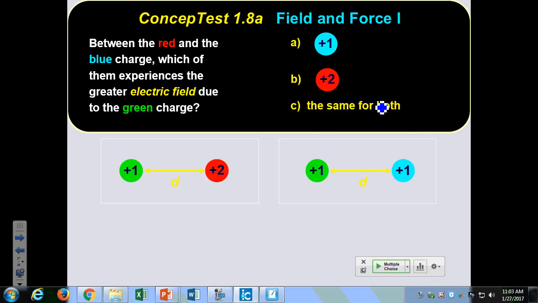Listen, I know you sort of think that, well, this is a bigger charge, so it must experience the greater electric field. Remember, the electric field only has one Q in it. E is kQ over r squared. So the electric field here, due to this charge, is the same as it is here. The electric field due to one charge is just due to one charge. It's not an interaction between charges. It's just the field surrounding a charge. So this charge doesn't impact the magnitude of the electric field due to this charge. Now, this charge does have its own electric field, and so we have to consider that as well. But as far as the electric field due to the green charge, they're the same at both positions.